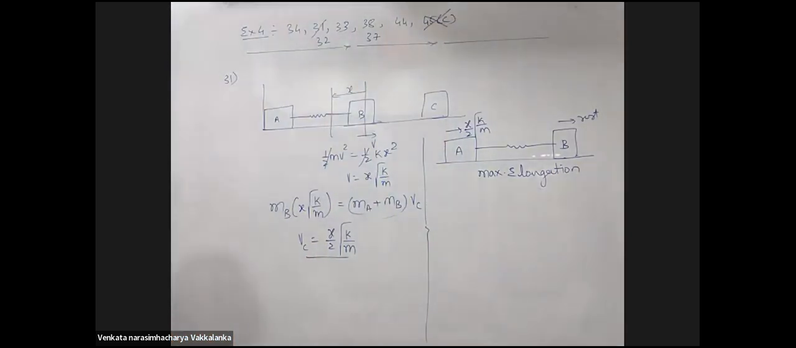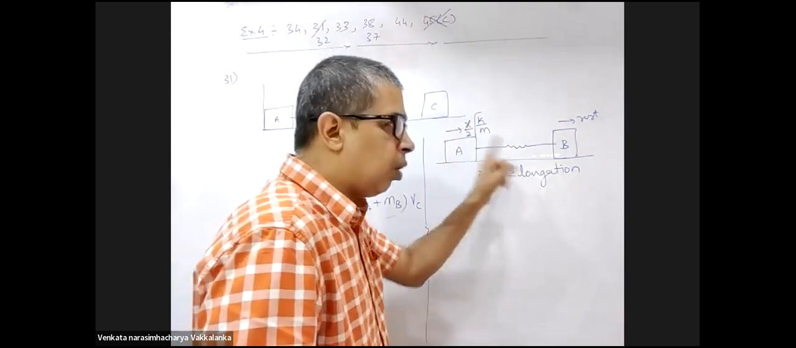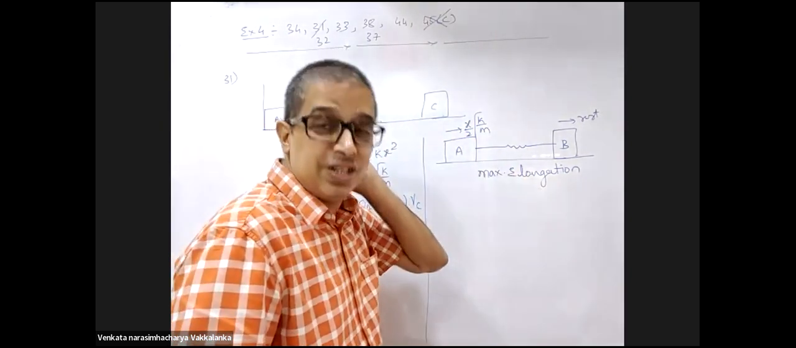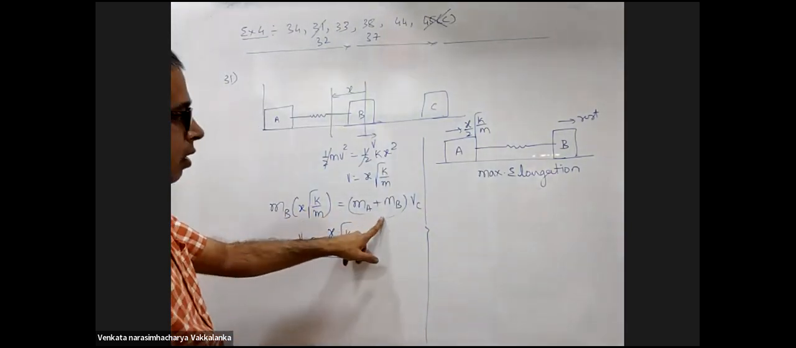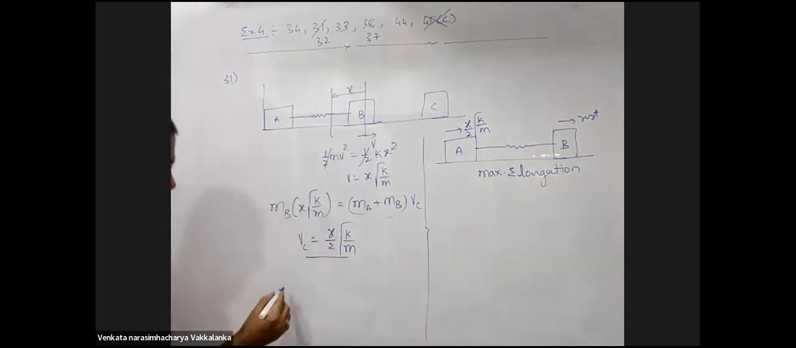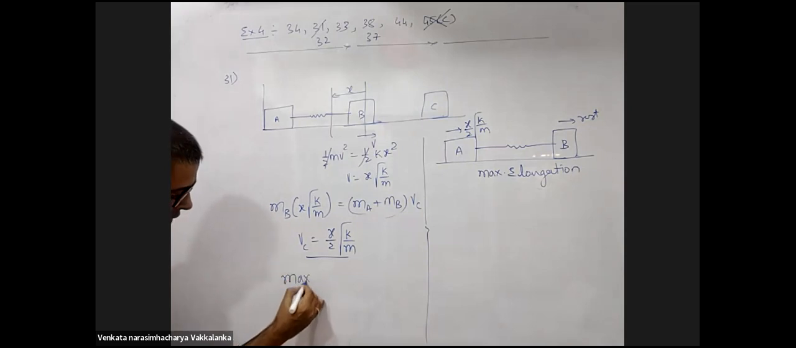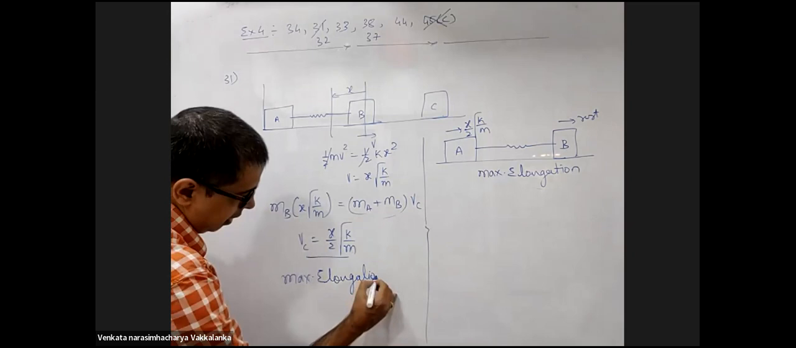Sir, it was before B collided. Right. So now it has got some elongation in it. I should take conservation of energy. Find that elongation. Sir, x by root 2 it is. How much is that elongation coming? X by root 2. When you conserve energy, maximum elongation in this case, how much are you getting? X by root 2.